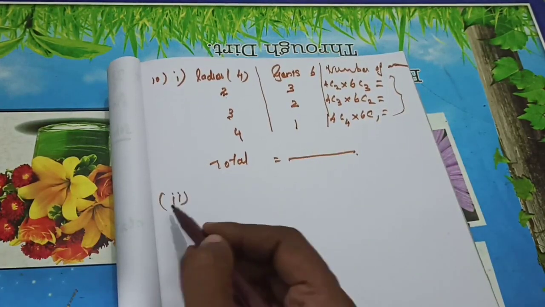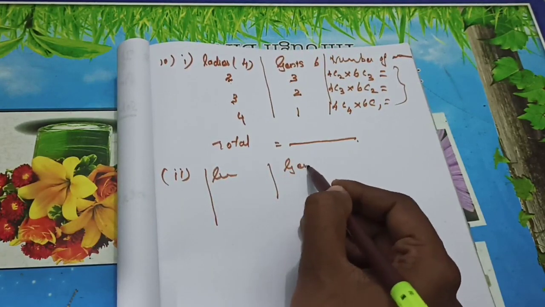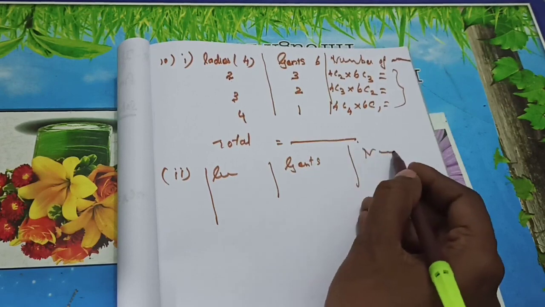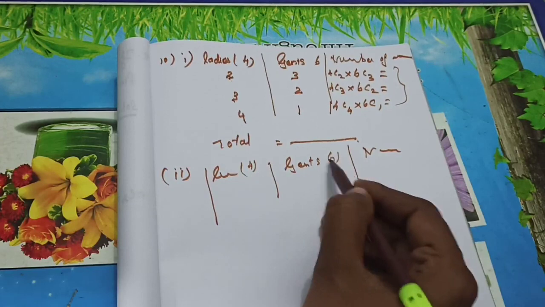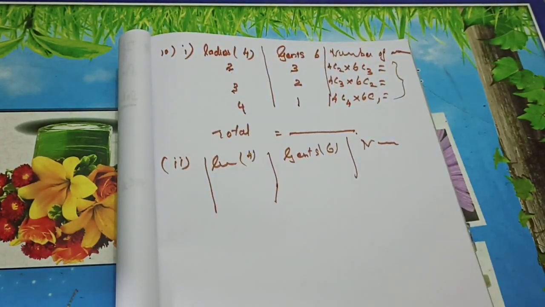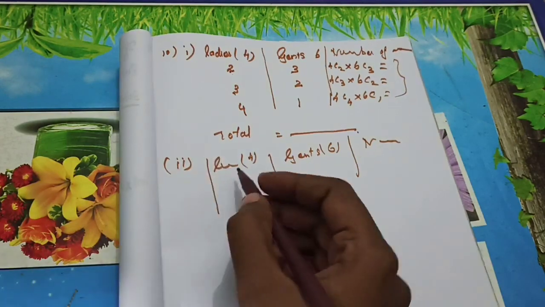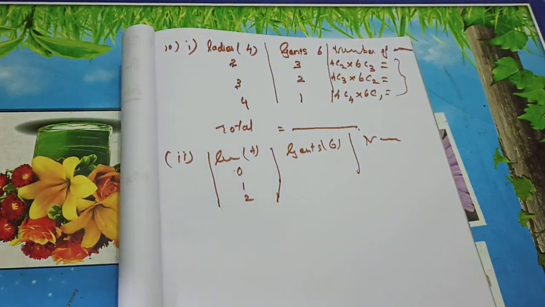Then when you are doing the second part, same like that: ladies, gents, number of ways. Here in the second part, ladies 4, gents 6. The committee of 5 persons consists of at most 2 ladies, so a maximum of 2 must be there: 0, 1, 2. At least and at most you have learned last year. At least 2 means 2, 3, 4, with a maximum of 4 ladies. So at most 2 means 0, 1, 2.